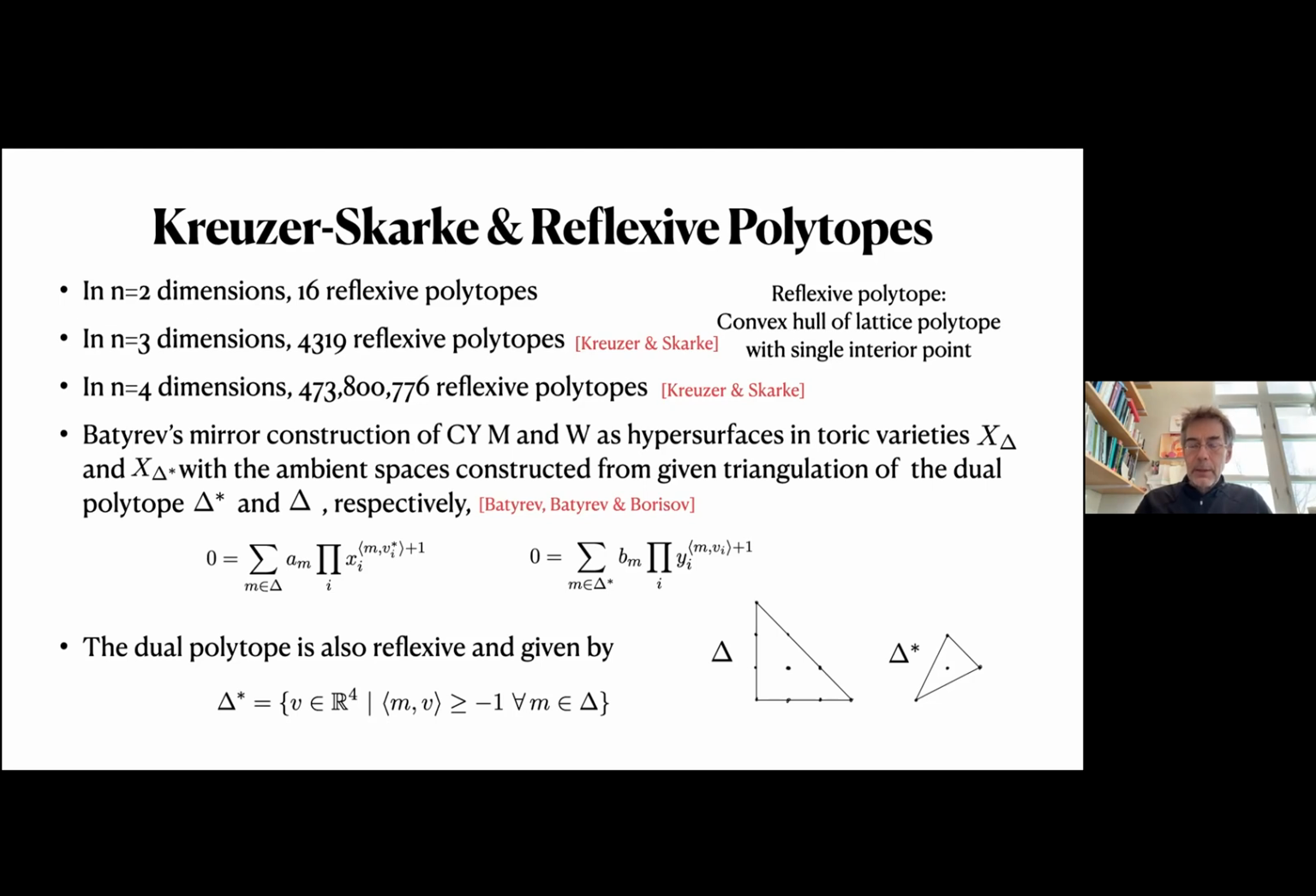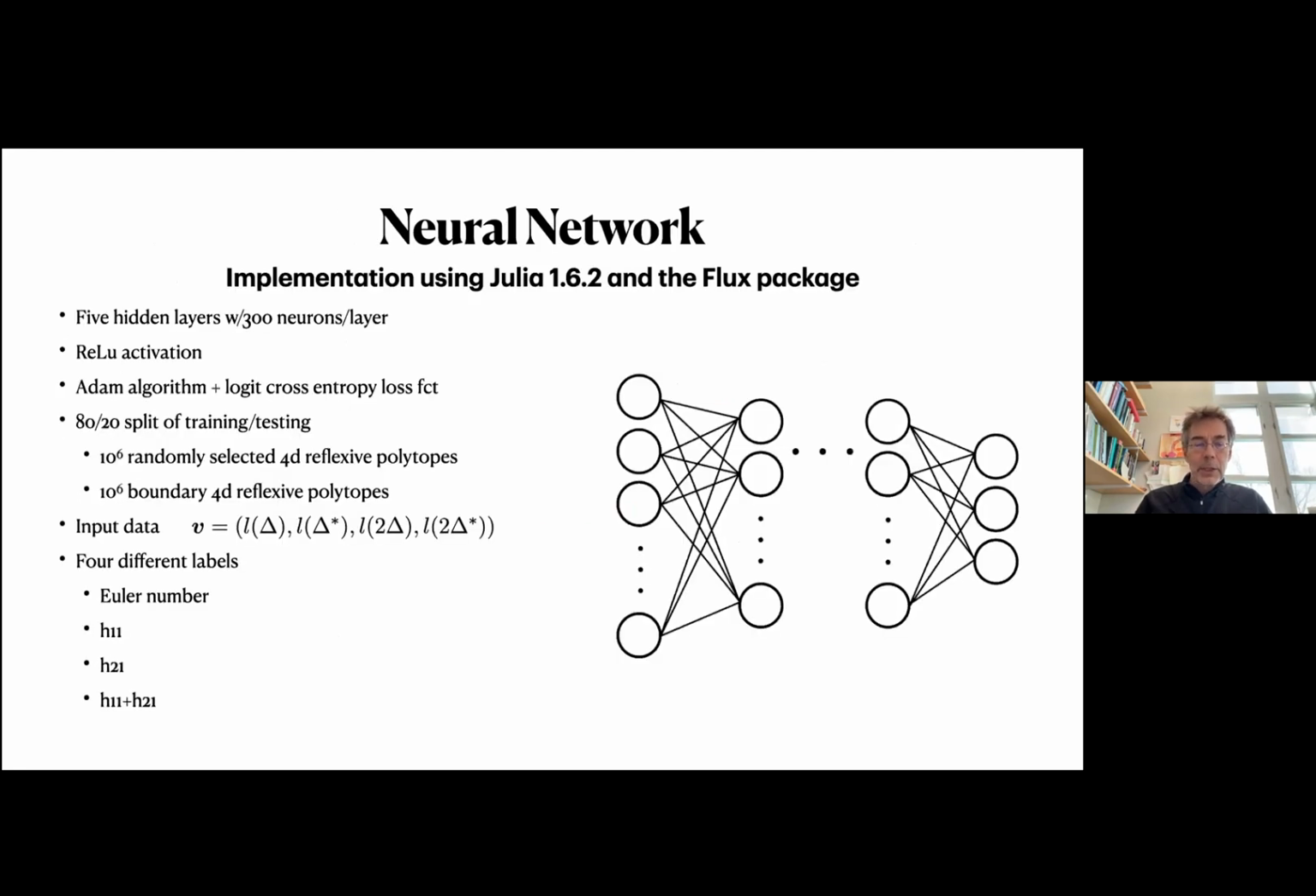Now, 2 delta and 2 delta star are obviously not reflexive, because they contain more than one interior point. But this gives information that turns out to be sufficient for this network to provide close to 100% accuracy. Well, in the high 90%, 96% accuracy on this randomly sampled selection of polytopes that we look at.